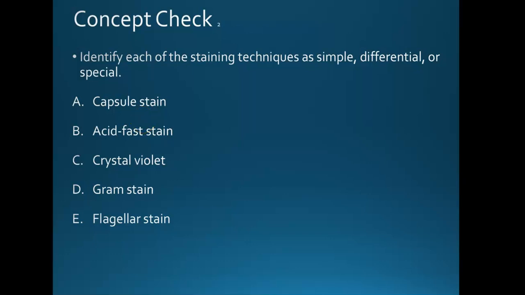Acid-fast stain: simple, differential, or special? Acid-fast is differential. It allows you to distinguish between acid-fast and non-acid-fast, those that have a very waxy material in their cell wall versus those that do not. Crystal violet would be considered a simple stain, right? A Gram stain is a differential stain. So you'll see the difference between gram-positive and gram-negative cells.